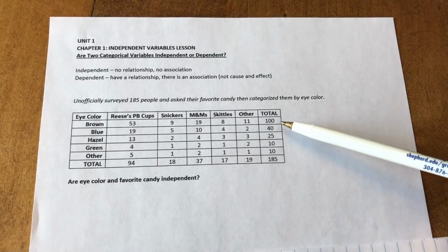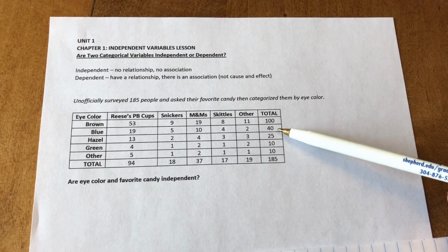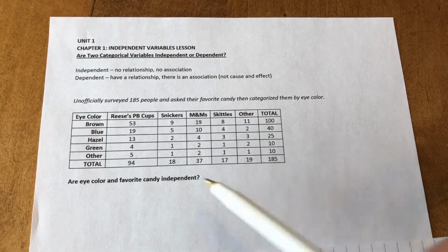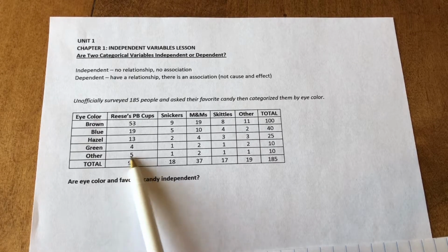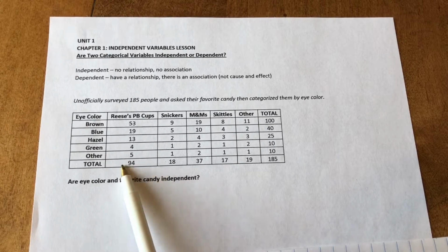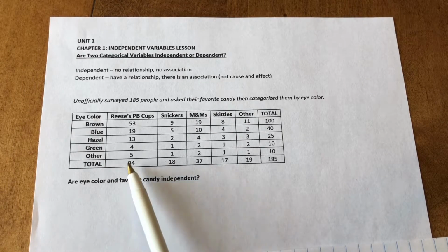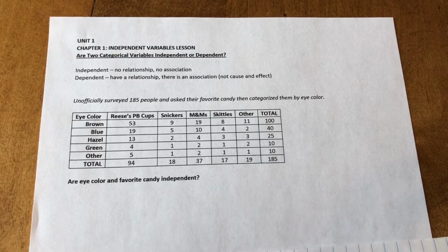So clearly, a majority of the people had brown eyes. 40 people had blue, 25 had hazel, 10 had green, and 10 had another color. Of the 185, 94 like Reese's Peanut Butter Cups, obviously the most preferred candy. 18 people like Snickers, 37 liked M&Ms, and so forth. So putting these totals over the table total, those are your marginal distributions. And that'll come in handy later on when we do probability, okay?